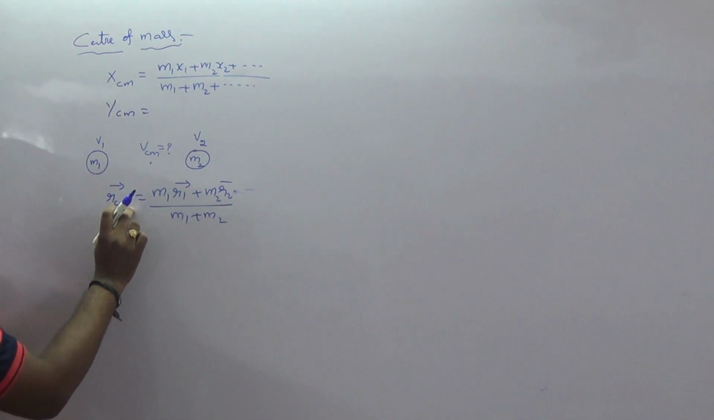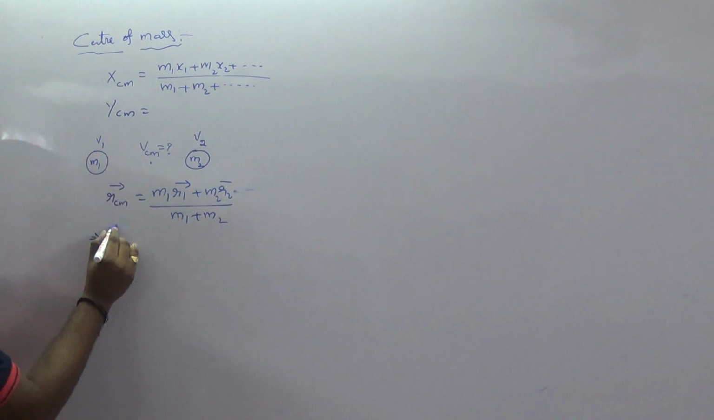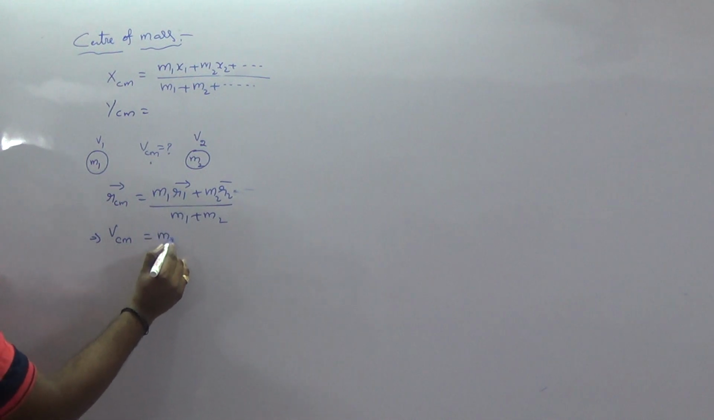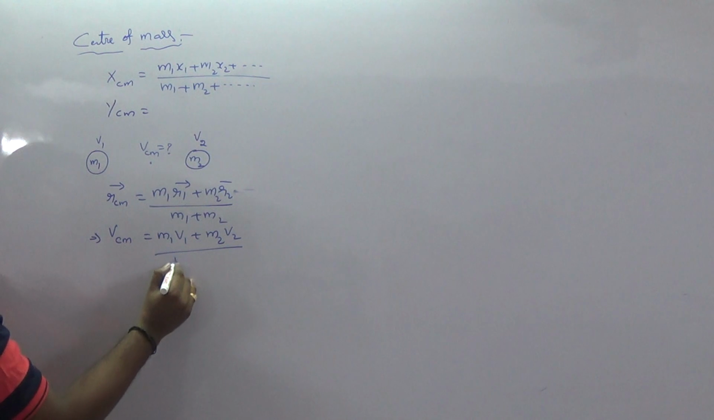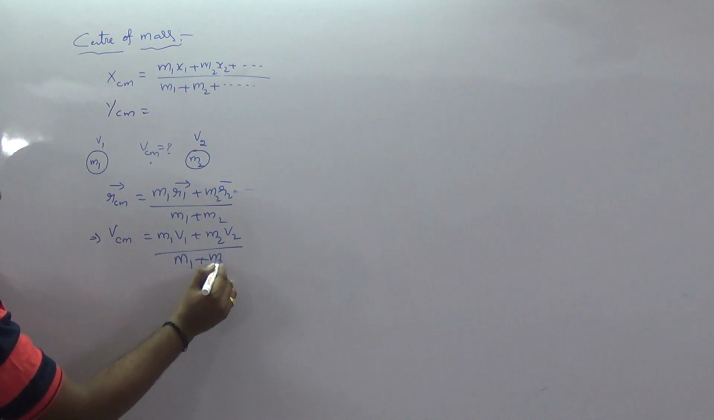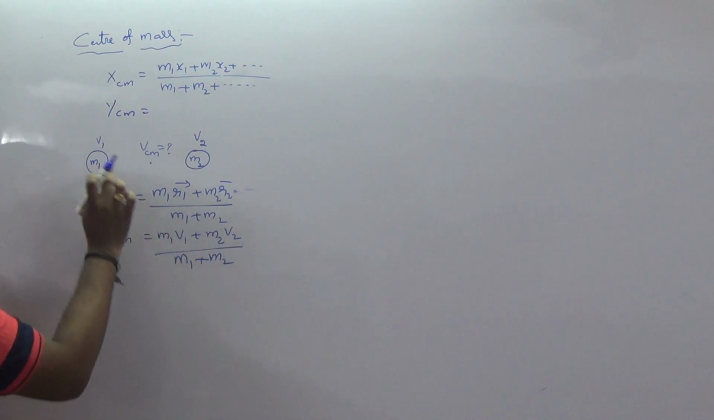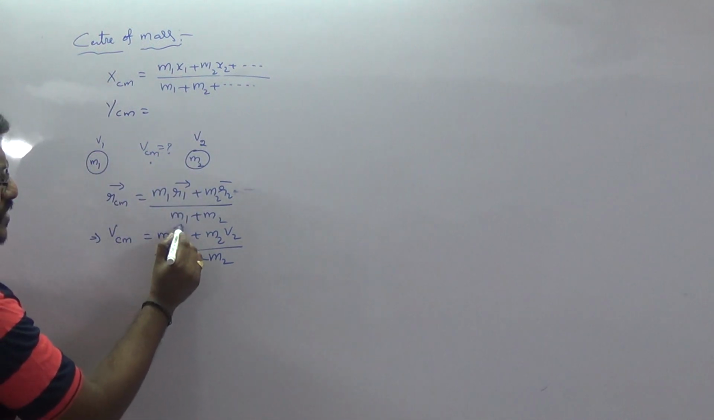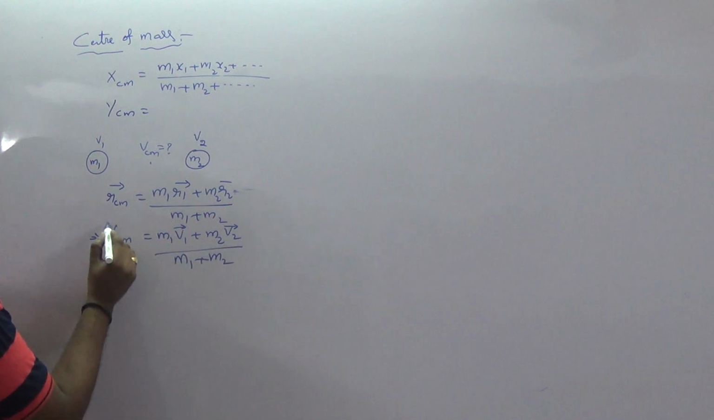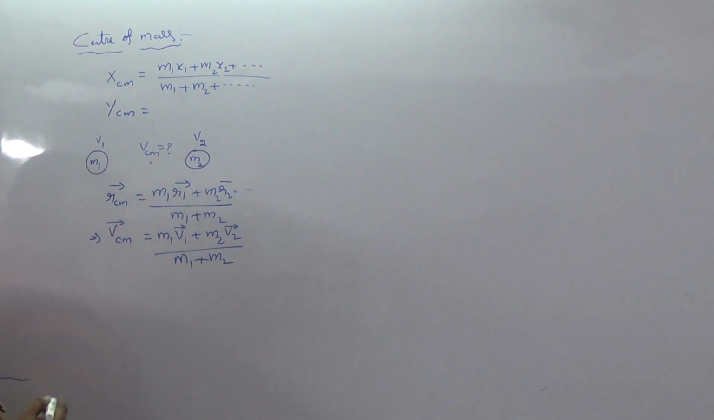Differentiate with respect to time. In that way, we get the velocity. So we can take the velocity of the center of mass as m1 v1 plus m2 v2 by m1 plus m2. Here v1 and v2 are the velocities of these two particles. Velocity is a vector, so v1 bar, here also v2 bar, and here also the velocity of center of mass.